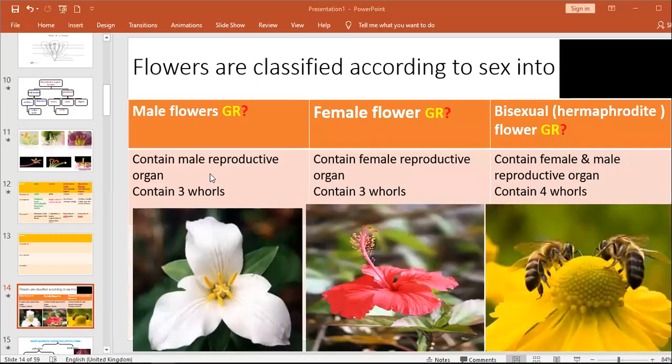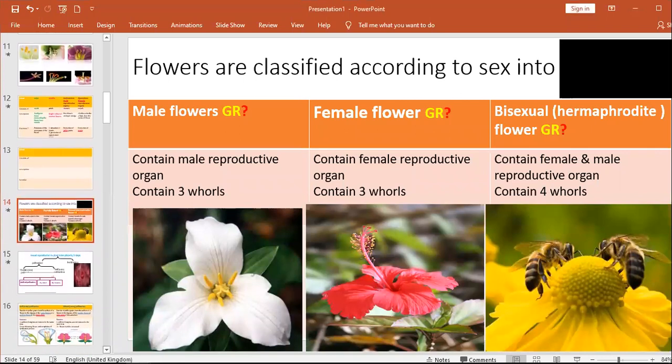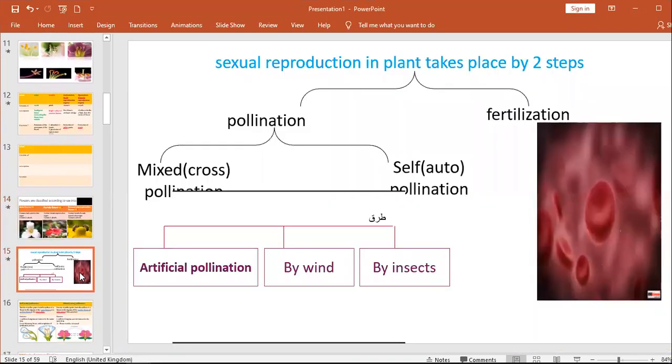Now we will continue speaking about the type of classification of flower according to its section. Sexual reproduction, reproduction in plant. How does this reproduction occur? By pollination and fertilization.